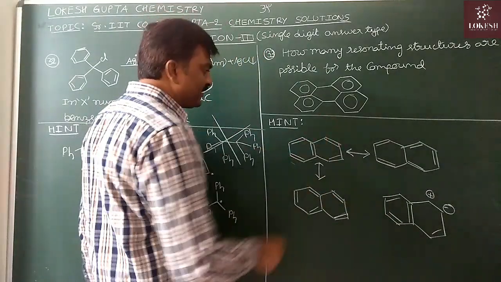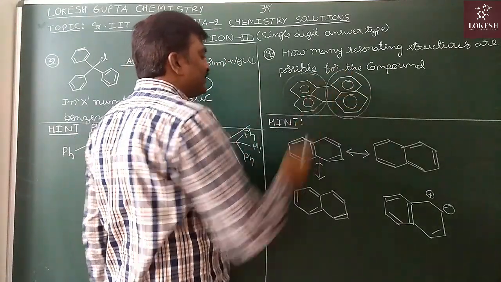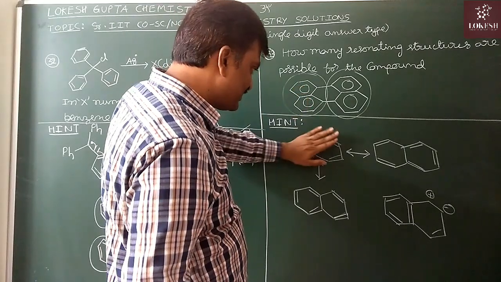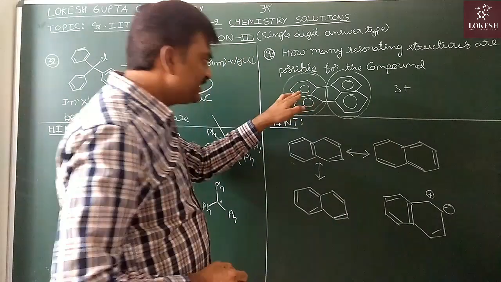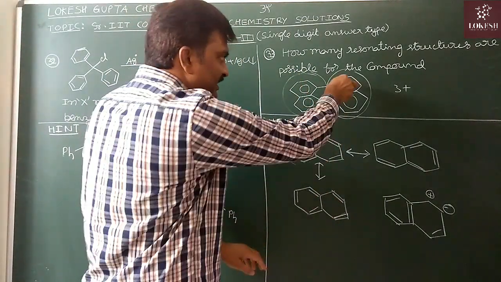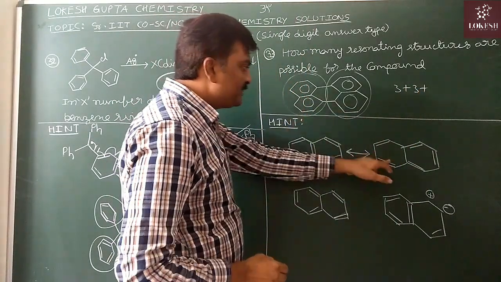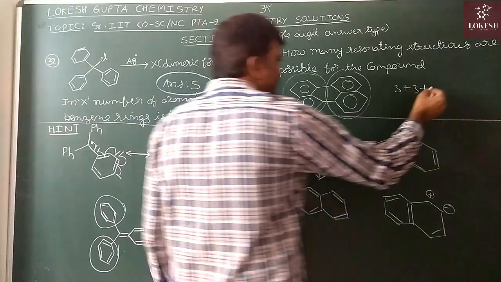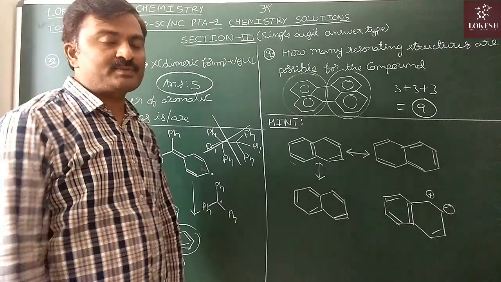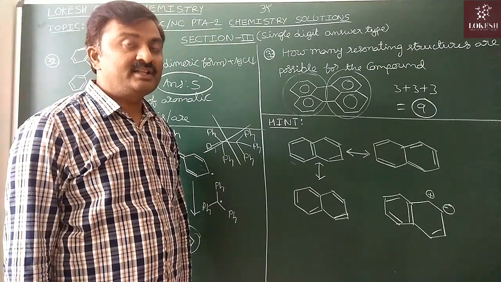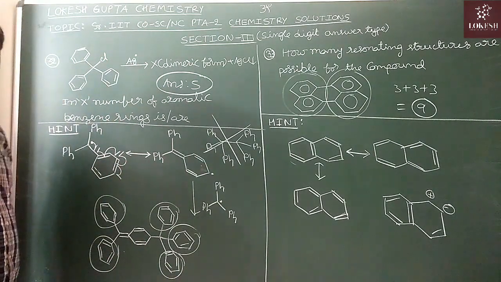So now for this naphthalene, 3 are possible. It is naphthalene, and this is also naphthalene. So by keeping this structure for one, here there are 3 possibilities. Next, in this naphthalene, by keeping this one, there are these 3 possibilities. So 3 into 3, 9 resonating structures are possible for this. Now let me write the next question.